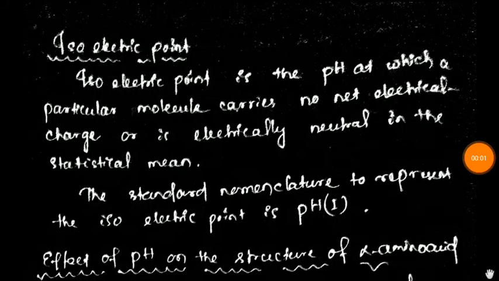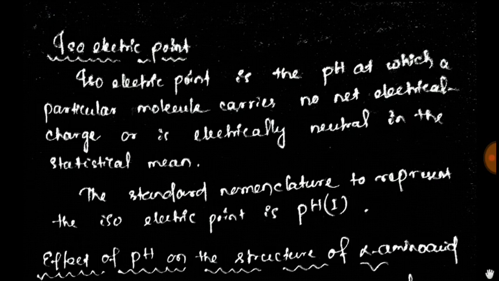In the previous video, I told about deuterium, and now in this video I will tell about the isoelectric point. The isoelectric point is the pH at which a particular molecule carries no net electrical charge, or is electrically neutral in the statistical mean.